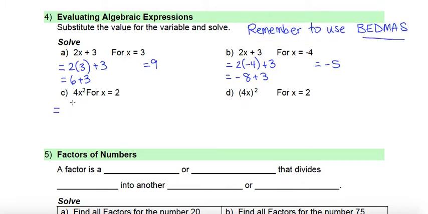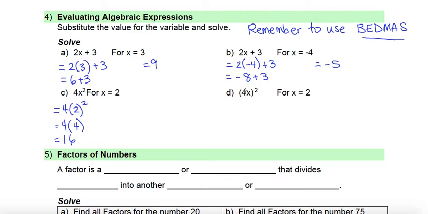So for part C, we have 4x squared. We're going to substitute in the value of 2 for our x. So we have 4 times 2 to the power of 2. So this looks like we have to do our exponents first. So 4 times and then 2 squared, or 2 times 2, is going to be 4 again. So we have 4 times 4, which is 16.